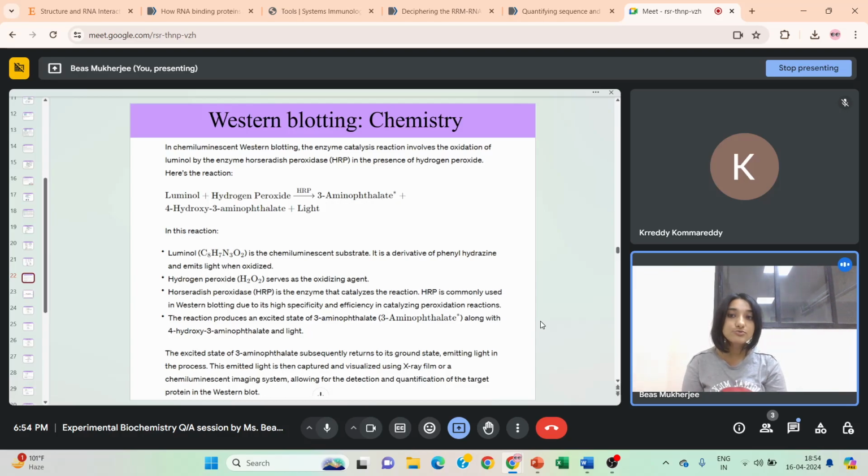So HRP is used in Western blotting due to its high efficiency in catalyzing peroxidation reactions, and so the excited state of this 3-aminophthalate subsequently returns to the ground state, emitting light in the process. So an excited state substrate is formed. The electronic transition results in emission of chemiluminescent light, allowing for the detection and quantification of the target protein in the Western blot.